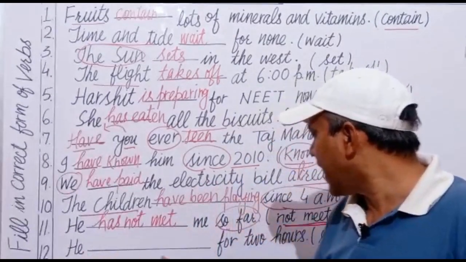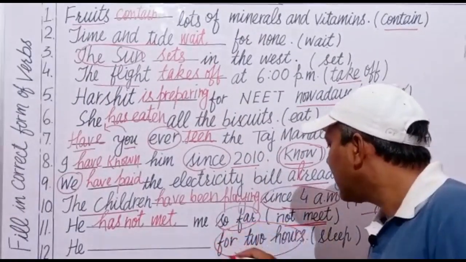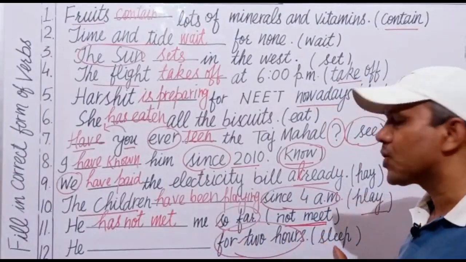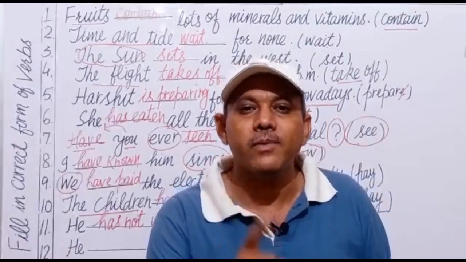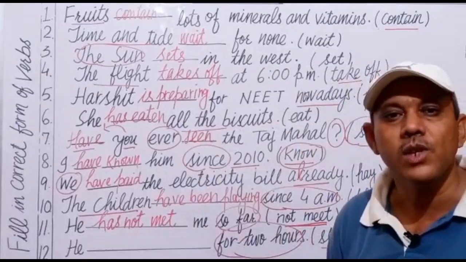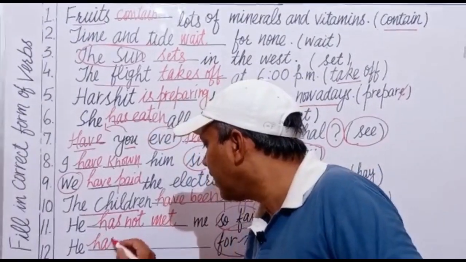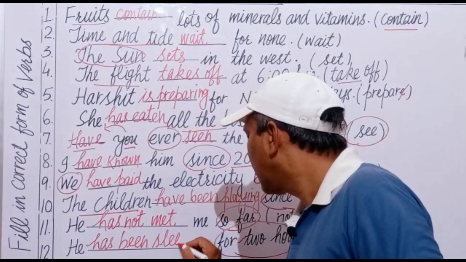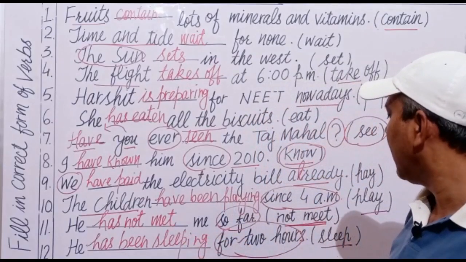Next is: he dash for 2 hours. Again, the time phrase is given here, a period of time after for. For 2 hours, sleep. Definitely, we shall use here present perfect continuous tense because we can add ing to sleep. He is a singular subject. He has been sleeping for 2 hours.